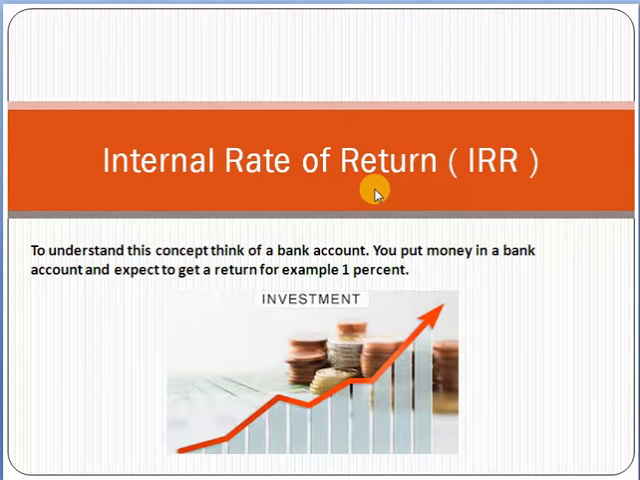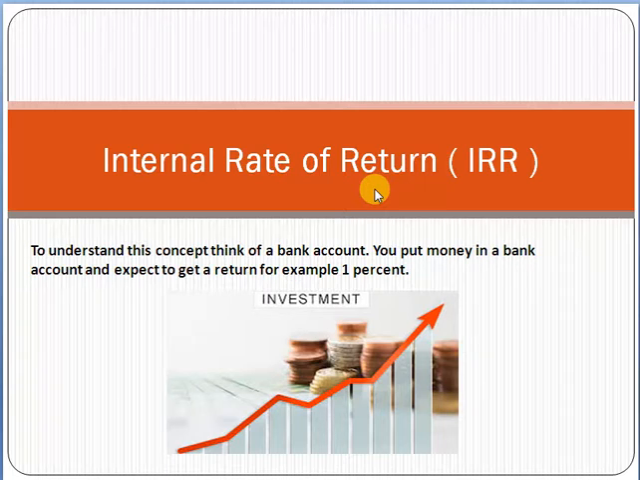Now remember one thing: whenever you are selecting a project, you will always select a project which has a higher return on investment. For example, if you have 2 projects, where the return on investment of one project is 5% and the second is 6%, you will definitely go for the 6%. Always remember that the project having the higher return on investment will always be preferred and selected.